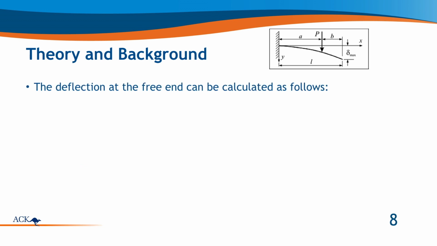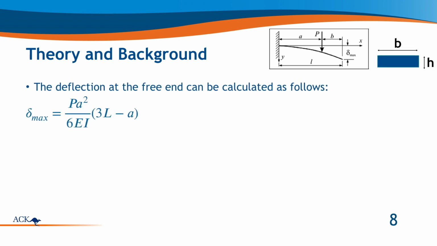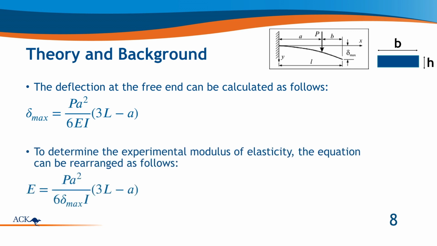Now, to calculate the deflection at that free end, we use the following equation. Again, using the same setup and the same cross-section as we saw on the previous slide, the maximum deflection is going to be Pa squared over 6EI, all multiplied by (3L minus a). Again, the point of this experiment is to determine the experimental modulus of elasticity, so I'm going to swap out sigma and E, and we will use the equation shown at the bottom.